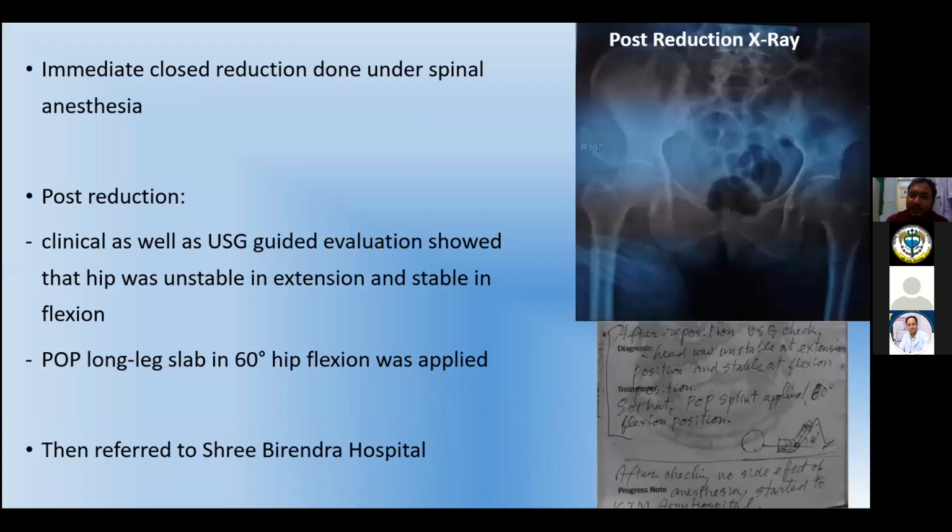Immediate closed reduction was done under spinal anesthesia, and after reduction, clinical as well as ultrasound guided evaluation showed that the hip was unstable in extension and stable in flexion. So they applied a long leg slab in 60 degrees of hip flexion, and then she was referred to our hospital for better management.